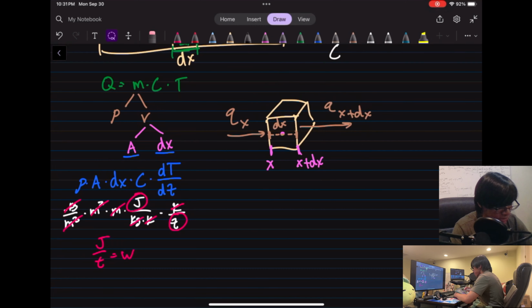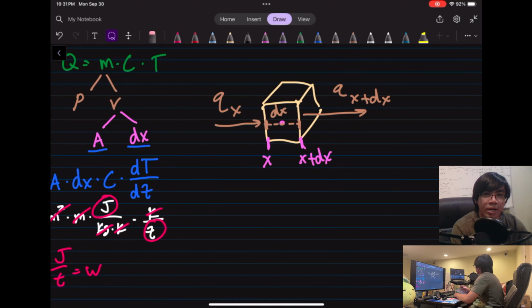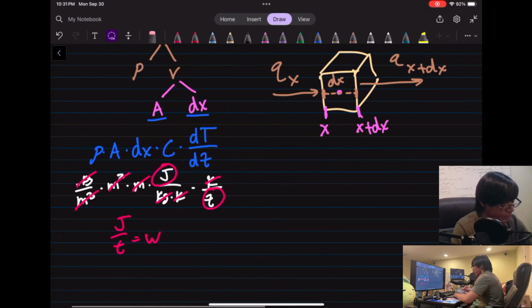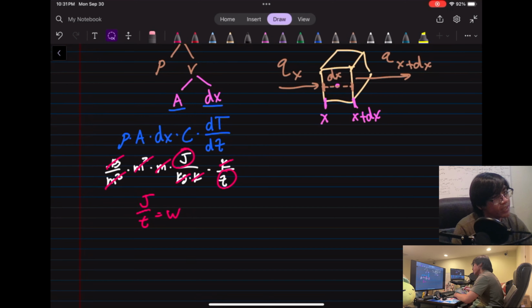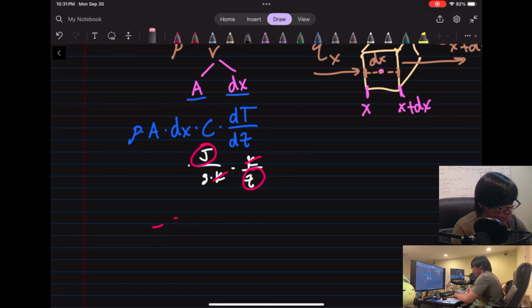Just to visualize, heat is going into the block. Q of x is going in, so that's going to be positive. Hopefully we're okay with the units here, so I'll go ahead and erase that and move on to the right-hand side of our energy balance here.